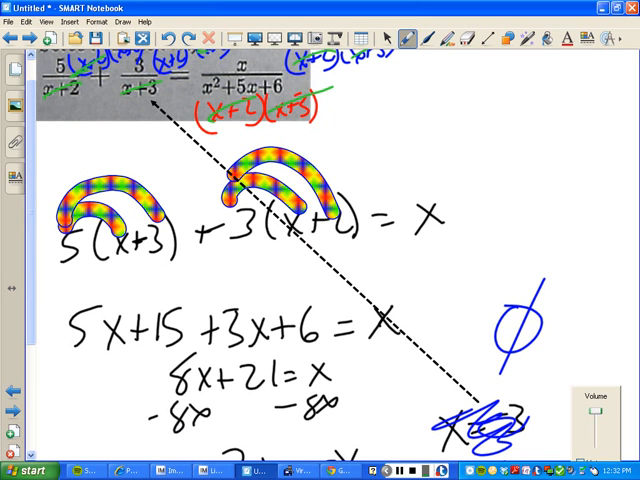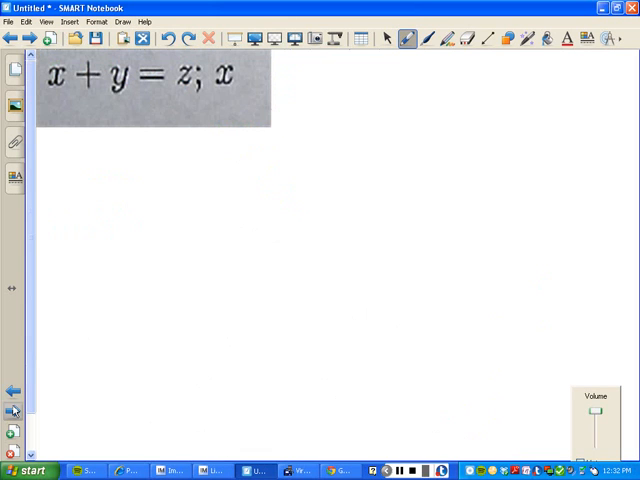Okay. Bless you. All right, so now we're moving into this area of what we call literal equations. So literal equations are equations where you have to solve, but you don't have any numbers.